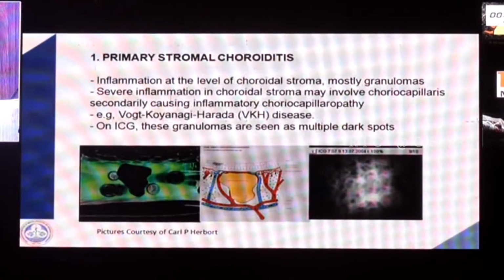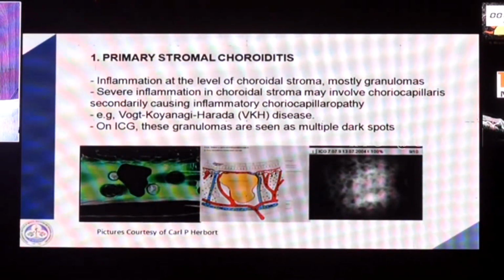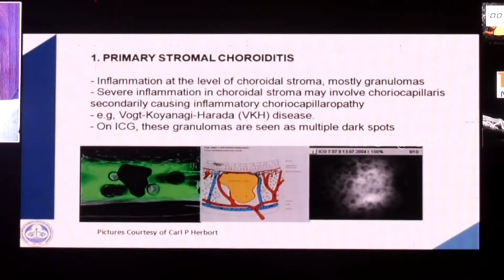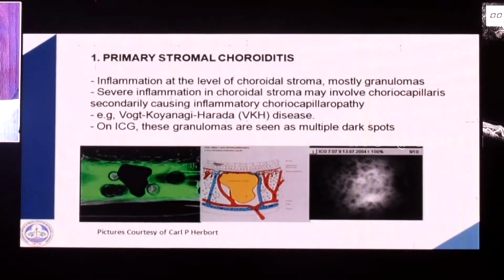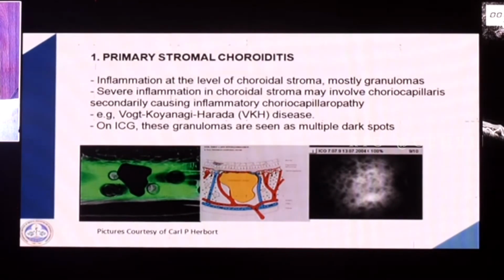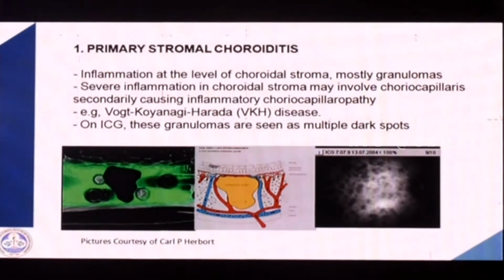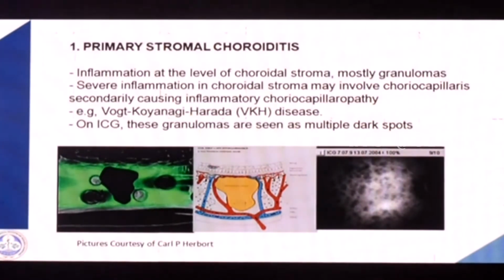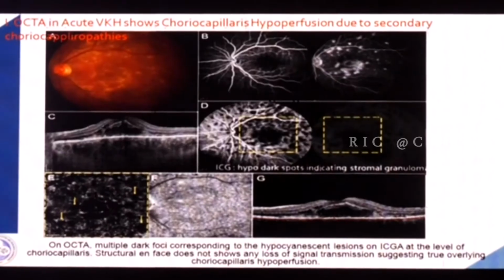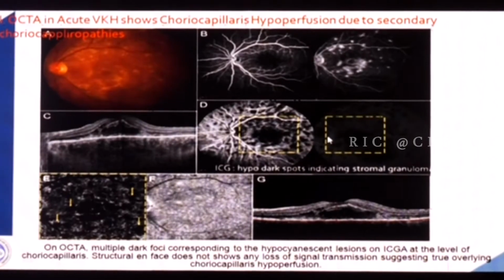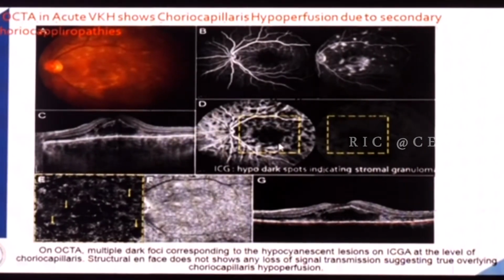Now, these dark spots are round, multiple, with well-defined borders. So if you are seeing these round spots like this, think of this as not primary choriocapillary ischemia. These are not really areas of flow void. They are there because the choriocapillaries are getting compressed by the granulomas in the stroma. So why do you want to know about these? Because you want to take care of these granulomas very fast.